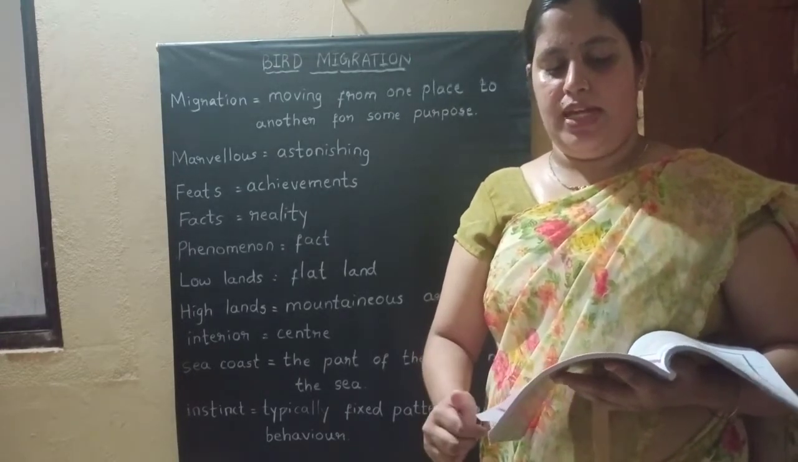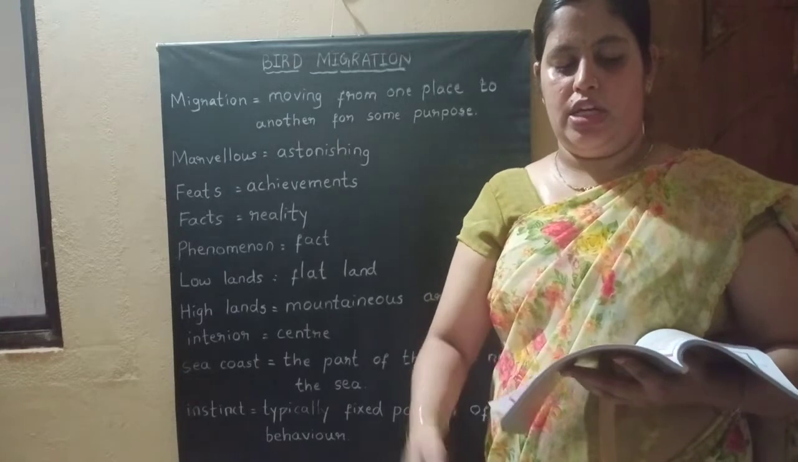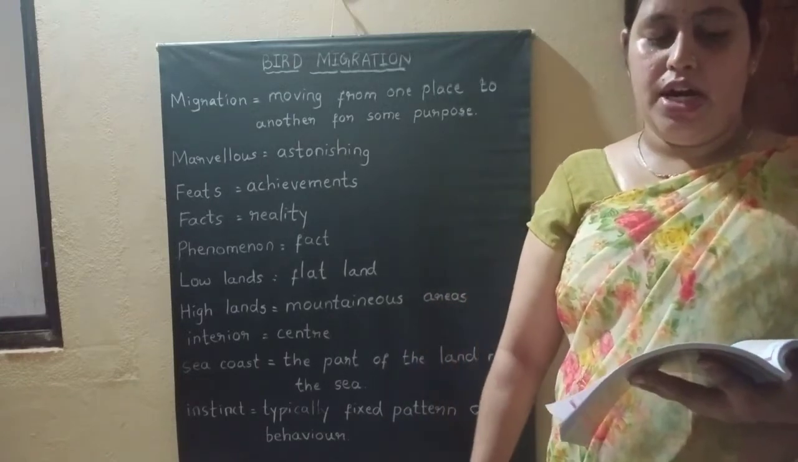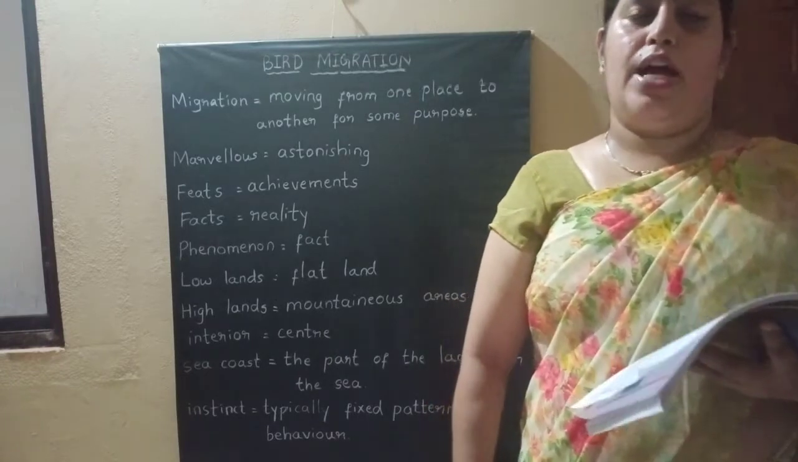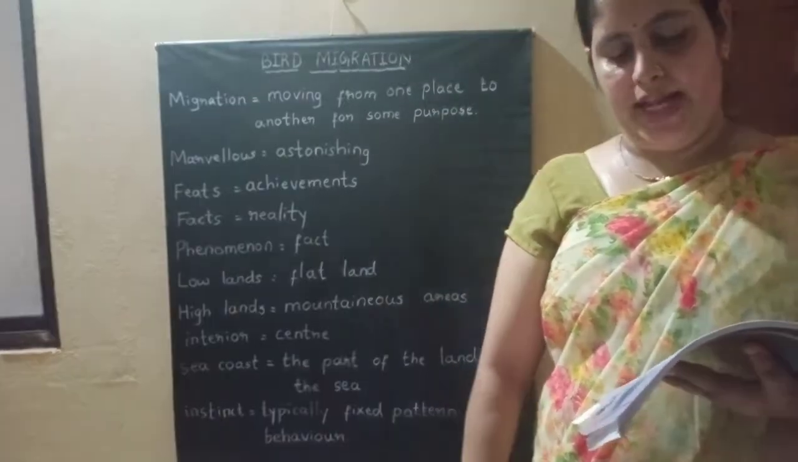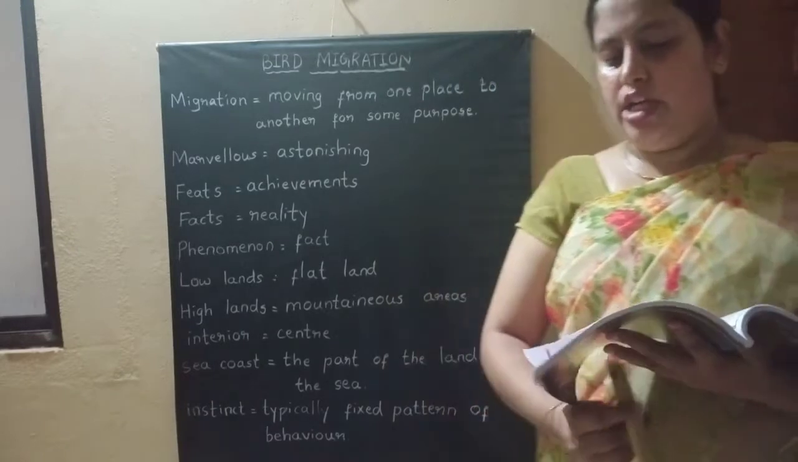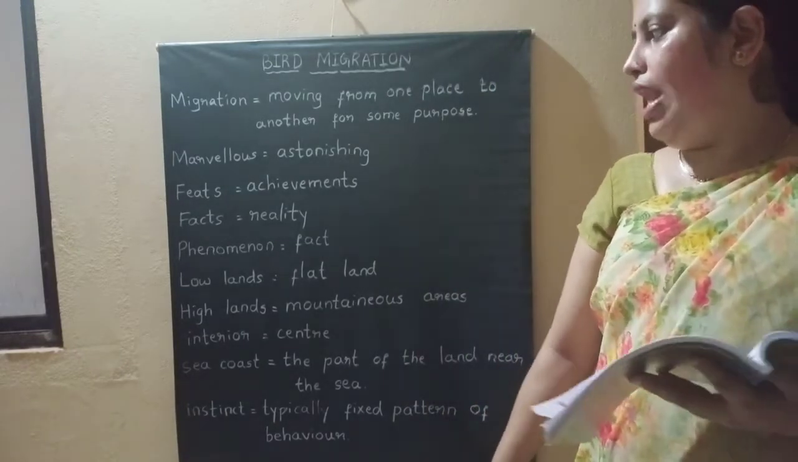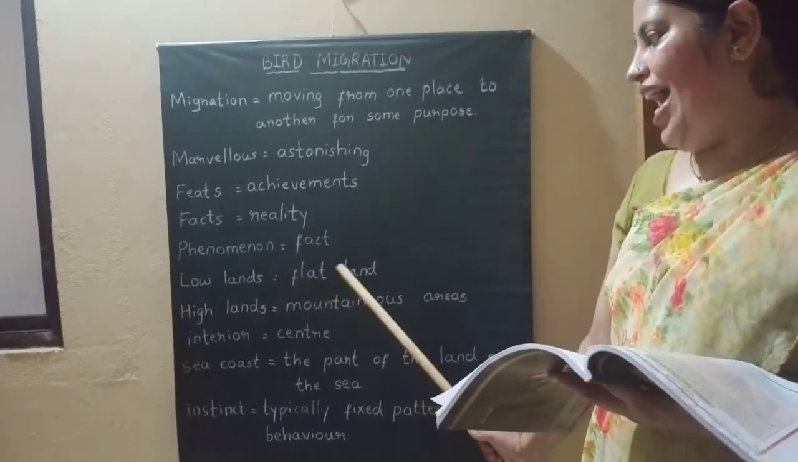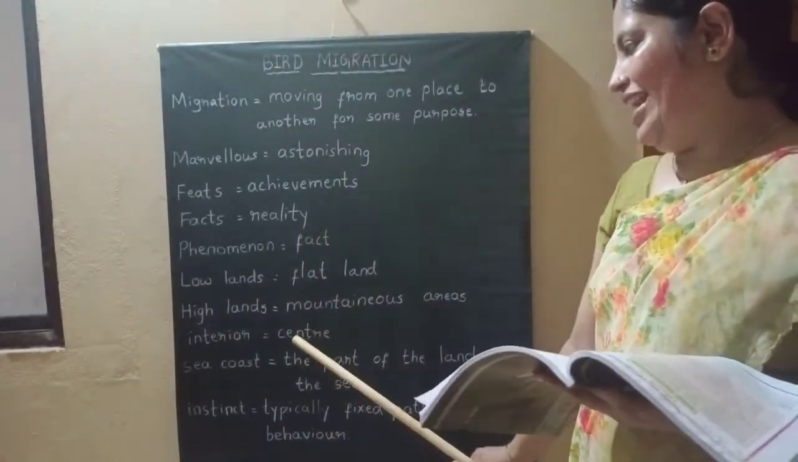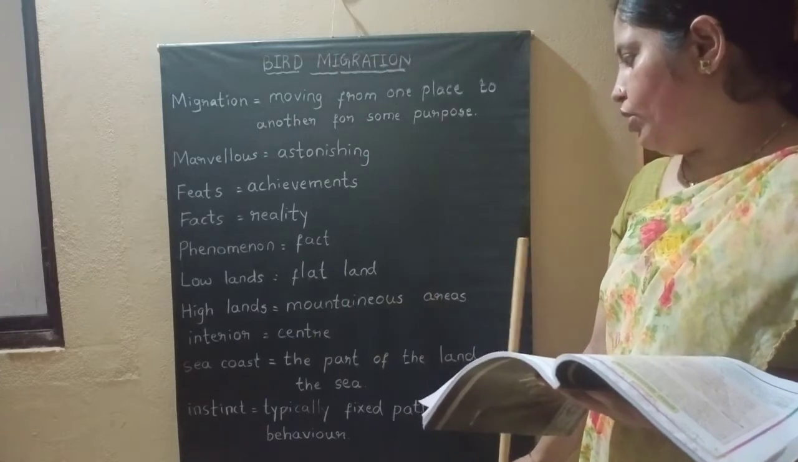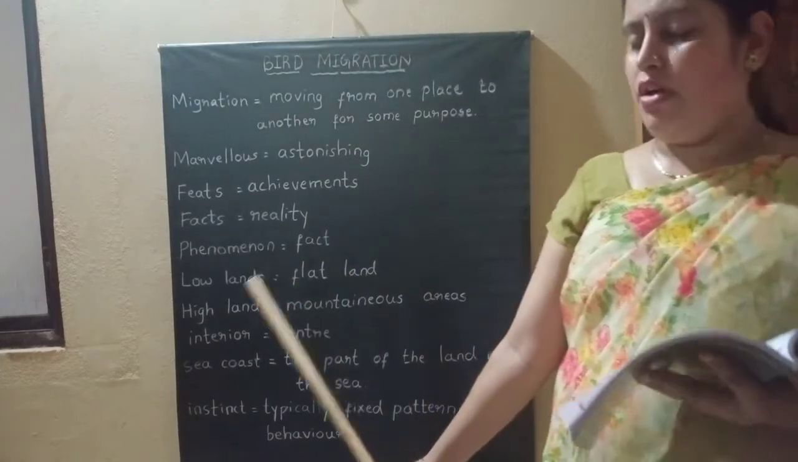So children, what is migration? The word migration, as I have told you before, refers to the movements of birds from one place to another place. How do birds move? Birds move from lowlands. Lowlands means flat land. Birds move from lowlands to highlands. Highlands means mountainous areas. Birds, how do they move?